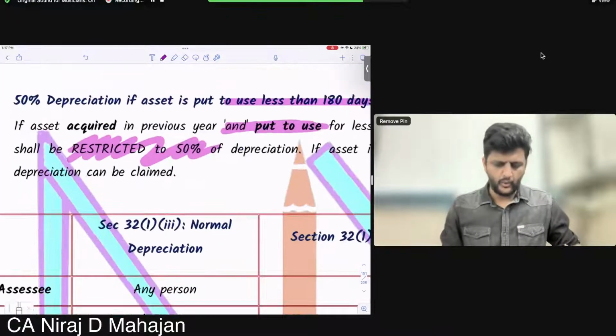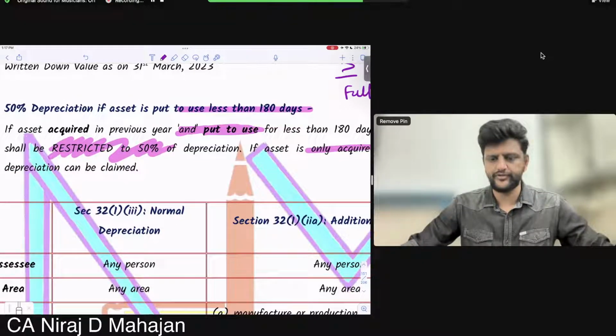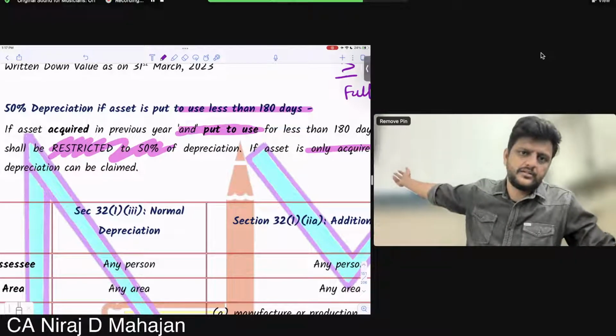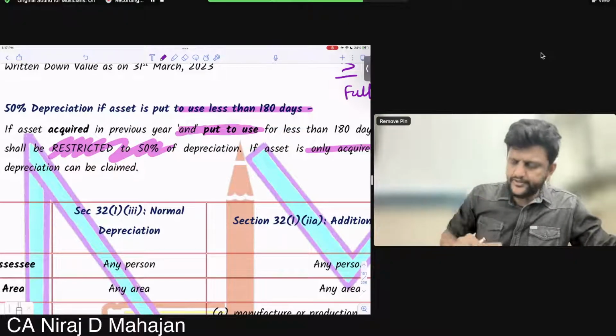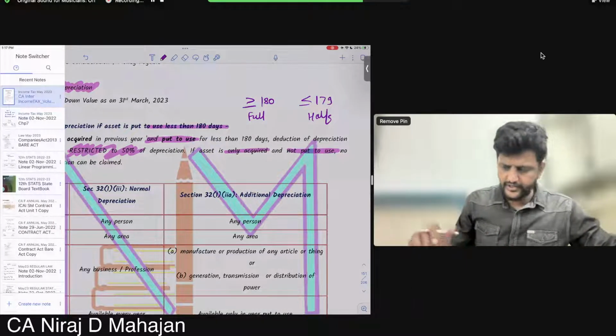Okay, so acquired and put to use in the same year, but put to use for less than 180 days, then we take it to 50%. But now in the case which we are doing, it was acquired in the last year and put to use in the current year, and in the current year also put to use for less than 180 days, still we will give full depreciation. Clear till here?